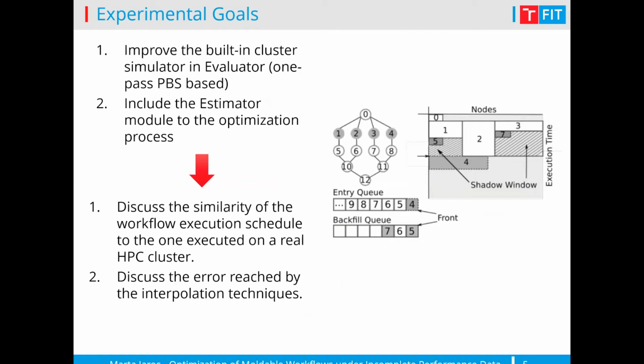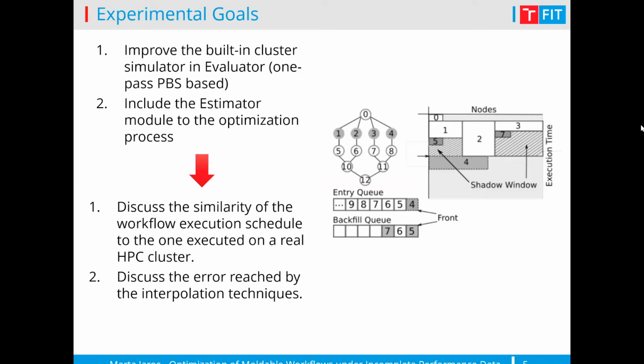Now I'm going to move to experiments that were done in the paper. The first goal was to improve the built-in cluster simulator in the evaluator module. So far, it used a one-pass PBS-based simple simulator. This simulator didn't implement backfilling, so it was a thing that I wanted to implement because it's commonly used in PBS batch schedulers.